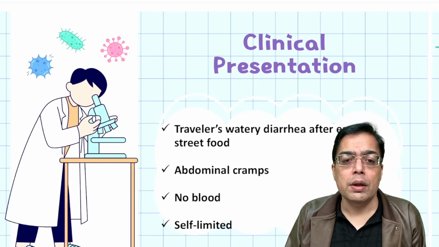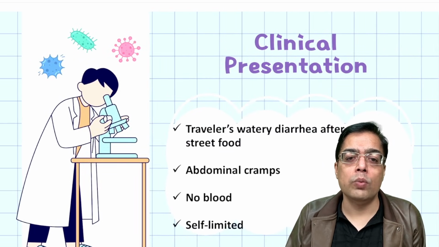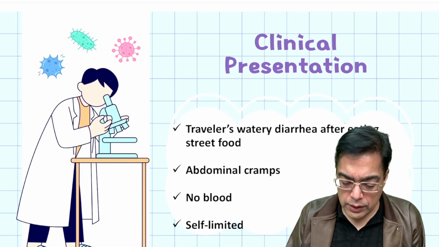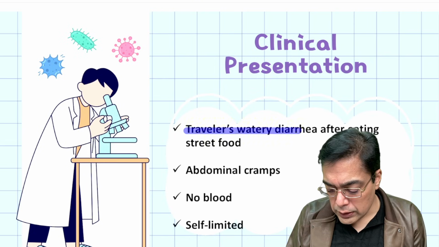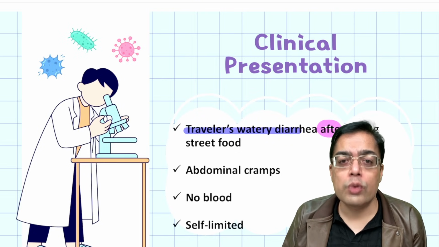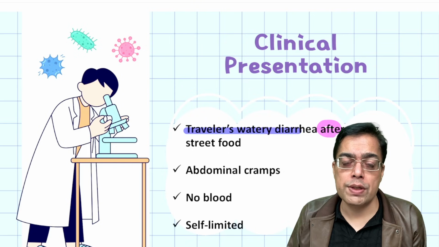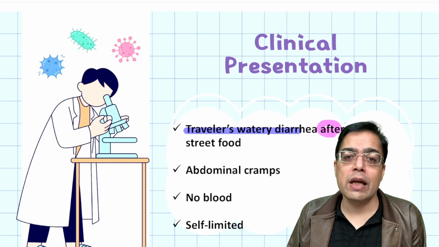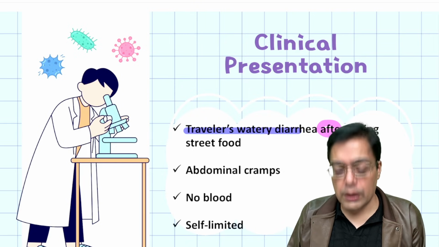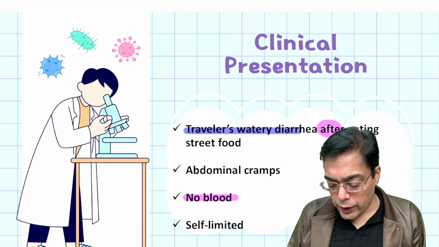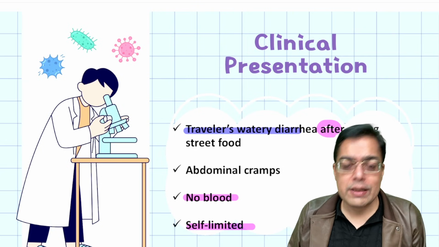See the next one. The patient is going to have what is given the name of a traveler's watery diarrhea. This is the important hint that comes in the exam. And the question can give you the hint after eating street food. No matter how tasty or famous the street food is, it always has this enhanced risk of causing traveler's watery diarrhea. Patients can have crampy abdominal pain. There would be no blood as such. And the only good point is that this could be an example of a self-limited condition.